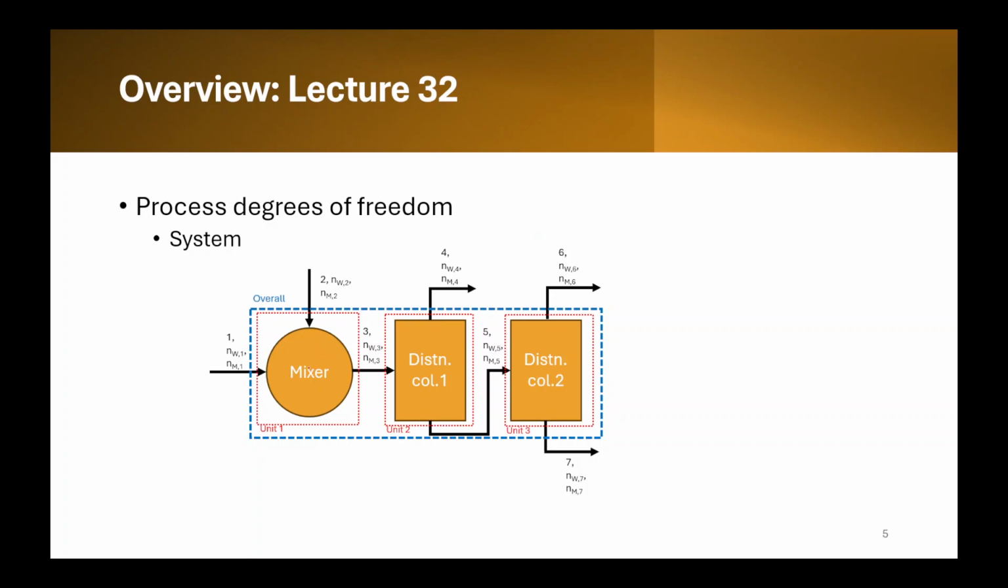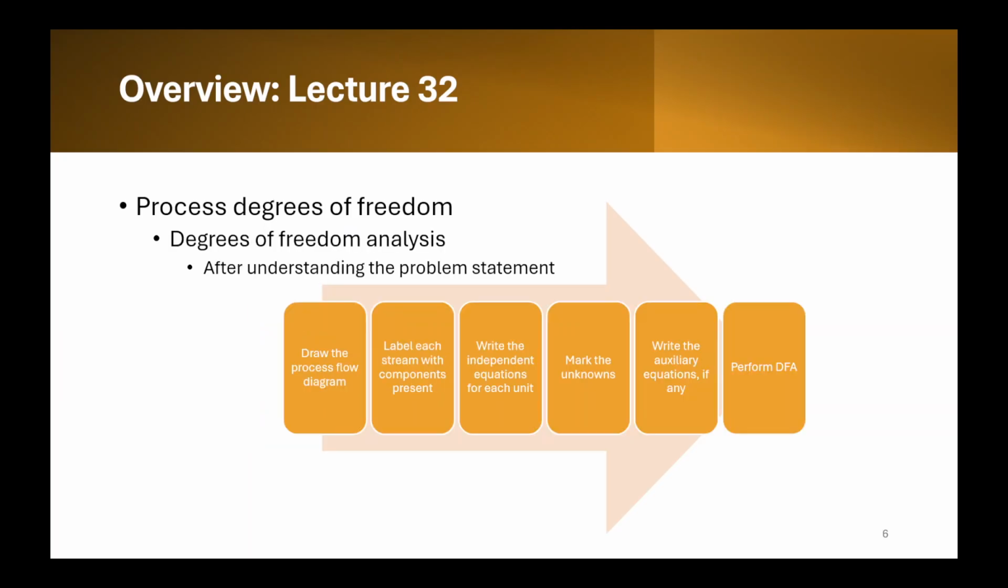So independent equations will be material balance mostly, because this is a pure mixing and separation. So there are no reactions involved here. So it will only have material balance equations, and if there are any auxiliary equations which are given in your problem statement, you write that and then perform the DFA. Okay.